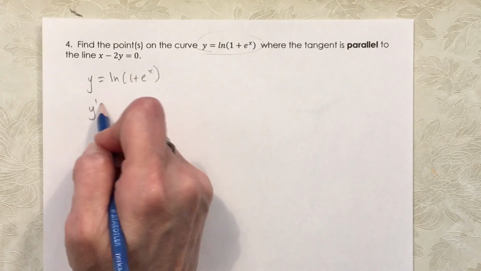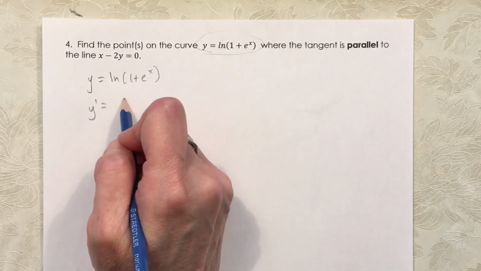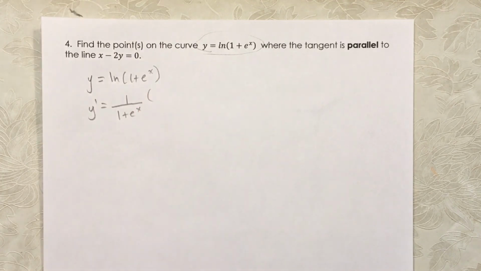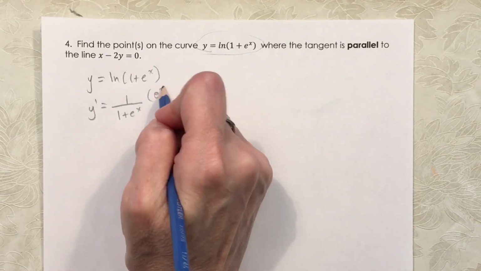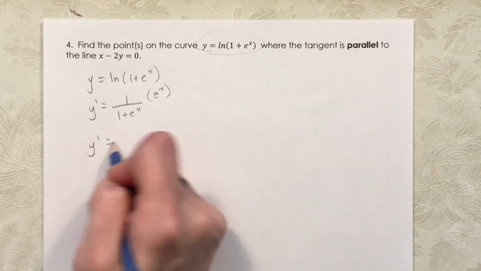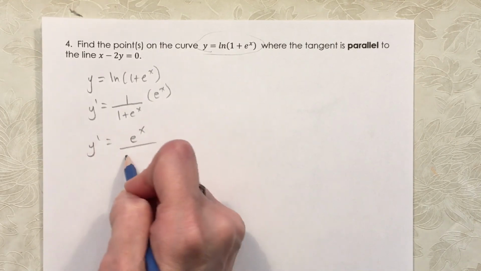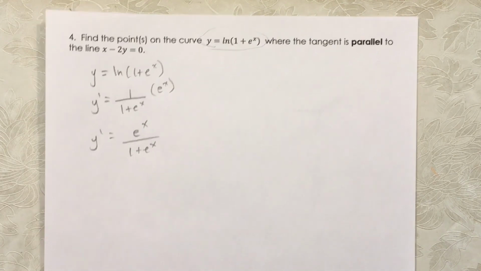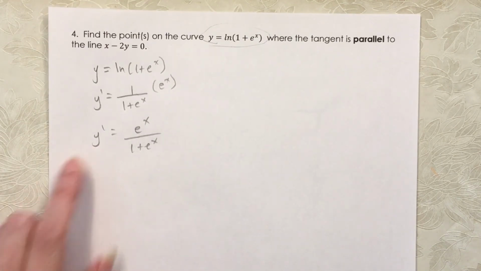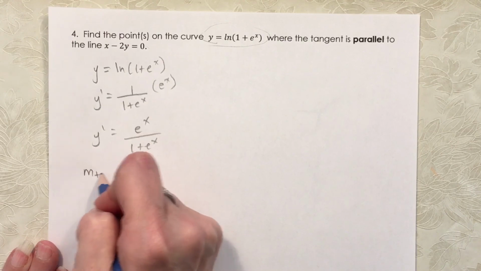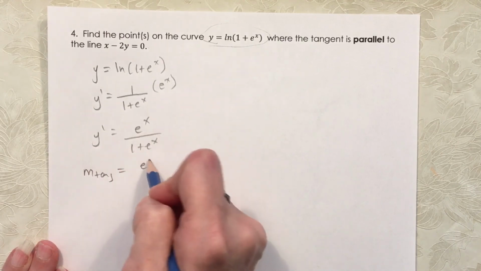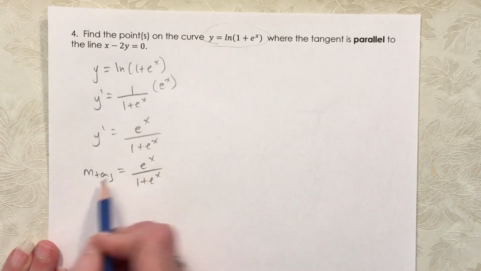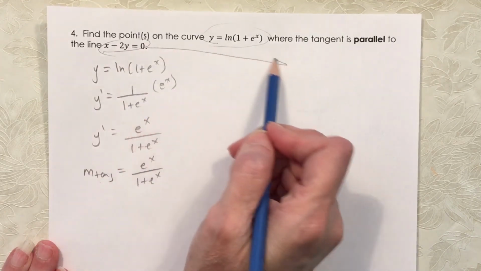So we know y prime is, so this is a ln, 1 over 1 plus e to the x times the derivative of 1 plus e to the x, which is e to the x. So we know that y prime is e to the x over 1 plus e to the x. And we want to know where the slope of the tangent is equal to e to the x over 1 plus e to the x. Where is the slope of the tangent parallel to this line?